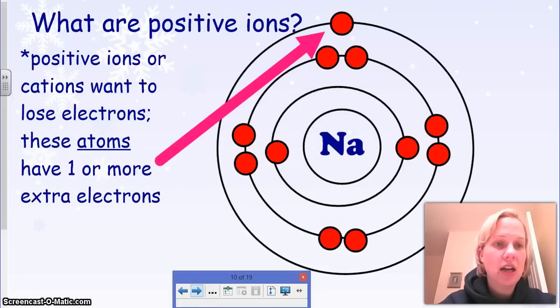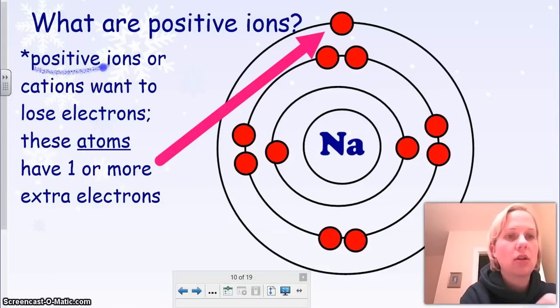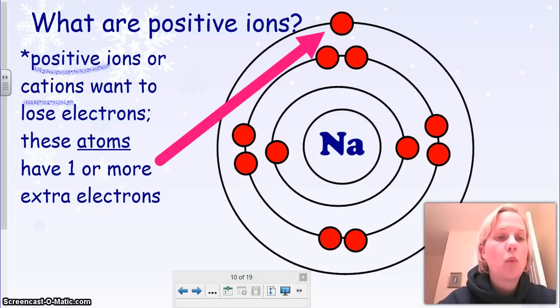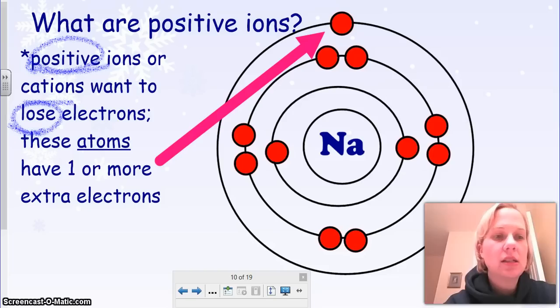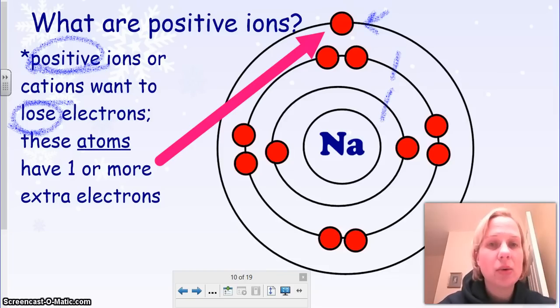Positive ions are also called cations. These are atoms that want to lose an electron. So positives lose, positives lose. What it means is that they have maybe one or two stubborn little electrons hanging out, and they need to get rid of them. We talked about sodium in class. Based on our drawings, we know that the first circle can hold 2, and the second circle can hold 8. This third circle can hold 8, but it's only got 1. So it's easier to get rid of the 1 than try to find 7 more. That's a positive ion.